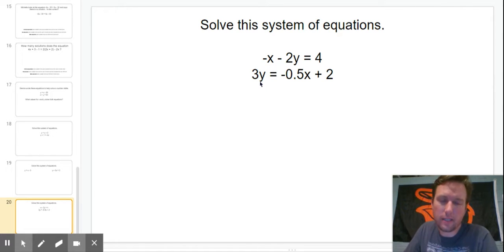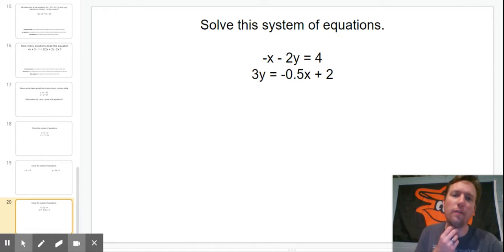Now, the way that you do this is by trying to manipulate these equations so that you have opposite coefficients, which just means a positive and a negative of the same variable. So let's work through these steps together, and then I'd like you to practice some on your own. So it says solve this system of equations. I have negative x minus 2y equals 4. The second equation I have is 3y equals negative 5/10 x plus 2.